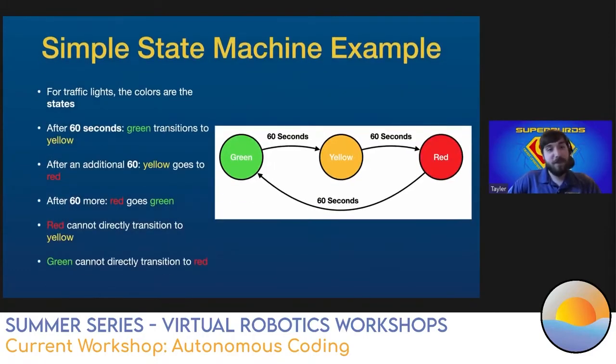A really simple state machine example is a traffic light. The colors are the states. This is a state machine diagram, and you can see the layout of how the state machine functions. After 60 seconds, green transitions to yellow. After an additional 60 seconds, yellow goes to red. After 60 more seconds, red goes to green. Take important note that red can't go directly to yellow and green can't go directly to red, because that's not how it's outlined in the state diagram. So this function won't work that way. It's only exactly what you see there.